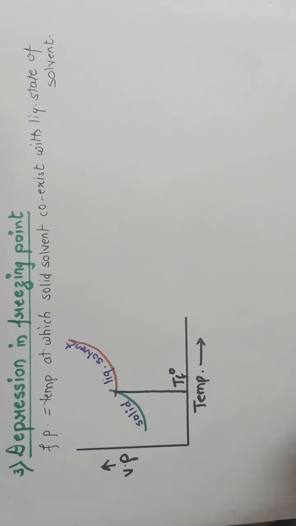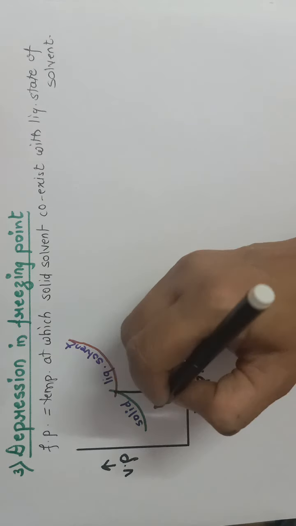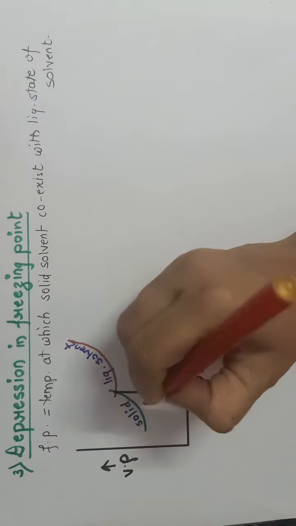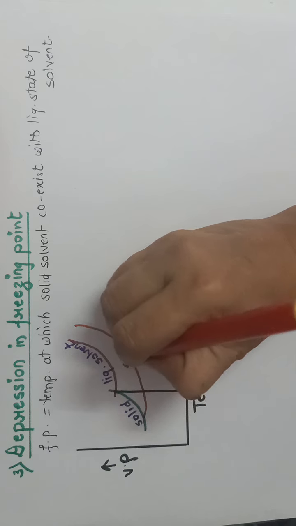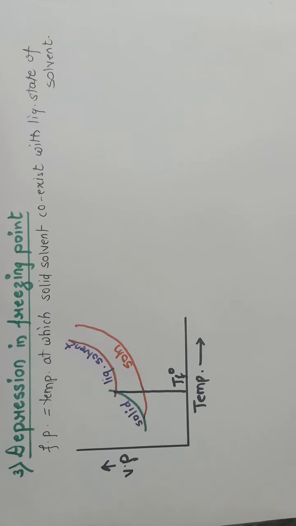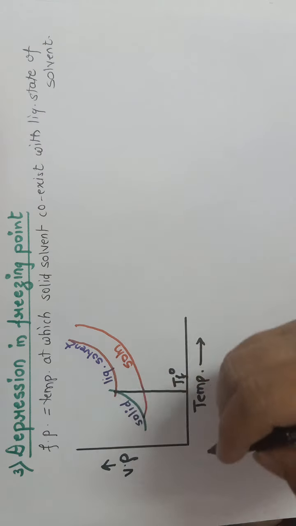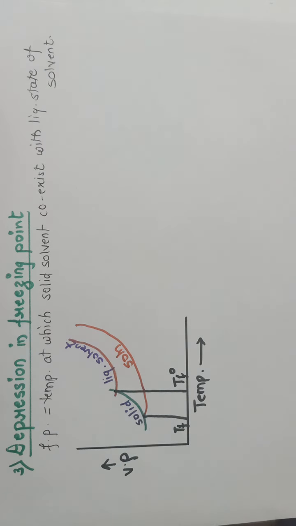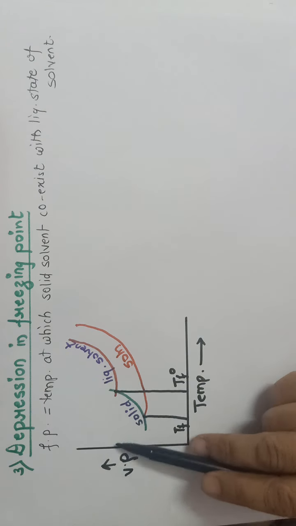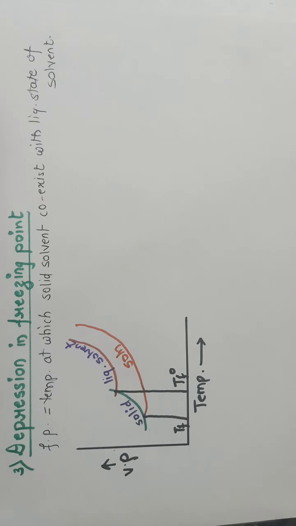Now when we add a non-volatile solute to this liquid solvent, we know the vapor pressure decreases. As a result, the curve will go like this. Now this curve represents that of a solution. So now this is the point where the solid and liquid phase are coexisting, and therefore this will be the freezing point of the solution. We can say also that the vapor pressure at which solid and liquid phase have the same vapor pressure, that will be called the freezing point of the solvent.